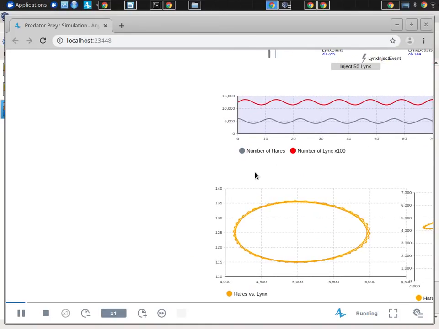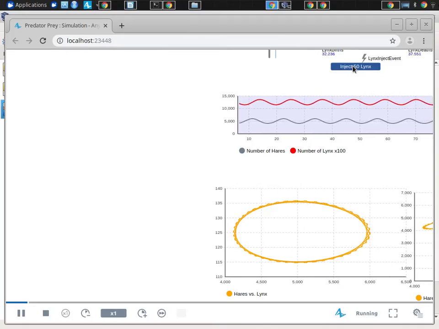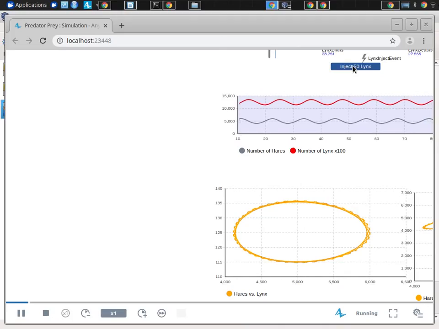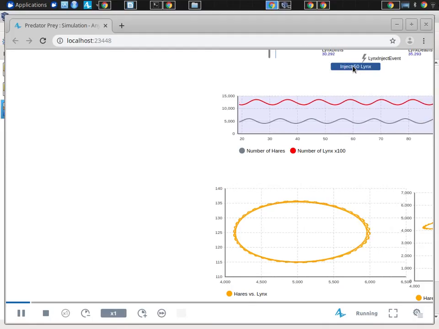So, ladies and gentlemen, we're going to inject lynx here. We saw how that would yield changes in time. How do you think it's going to affect things here? So if I add lynx, what's going to happen here? Imagine I'm at the point 5,000 hares and 135 lynx. What's going to happen if I add lynx? Where am I going to go?